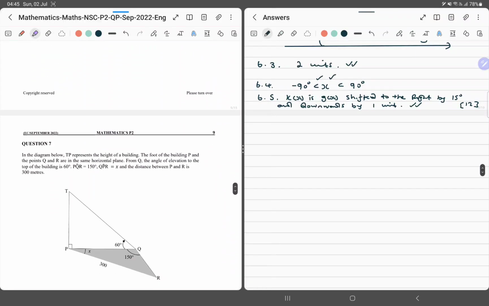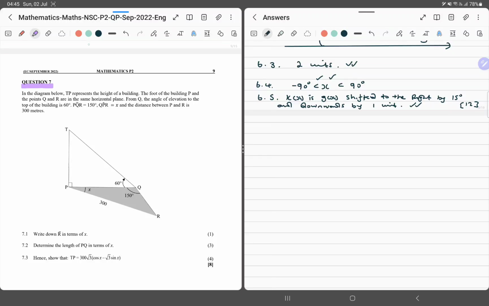Okay guys, so let's move on. Question 7. So question 7 is that 3D structure. So we're told in the diagram below, TP represents a height. So a height is perpendicular to the surface, right? The foot of the building T and the points Q and R are in the same horizontal plane. Once you see something like that, you will see a shaded area. Almost always it represents a horizontal plane, and we can see that vertical is shown there.